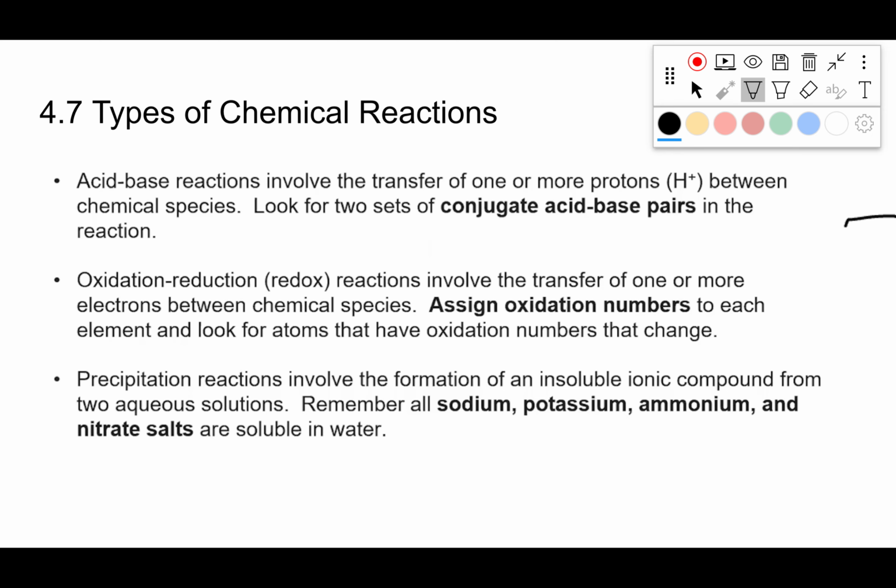Remember, sodium, nitrate, ammonium, and potassium are always soluble in water. AP simplifies those solubility rules down to just that SNAP. There are more complicated solubility rules, but AP always has one of those ions involved as one of the products. If it contains one of those ions, we automatically know it's soluble. And remember, when we talk about solubility, we would represent that as AQ, and the insoluble solid would just be S. Remember, aqueous for dissolved in water, and then S for becoming a solid.